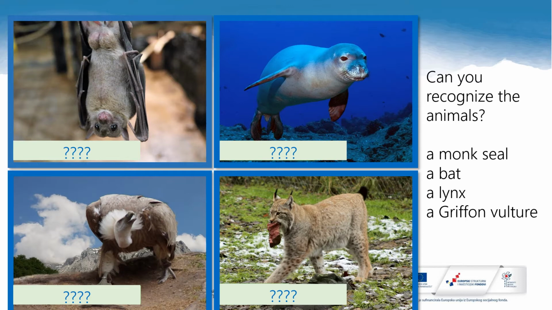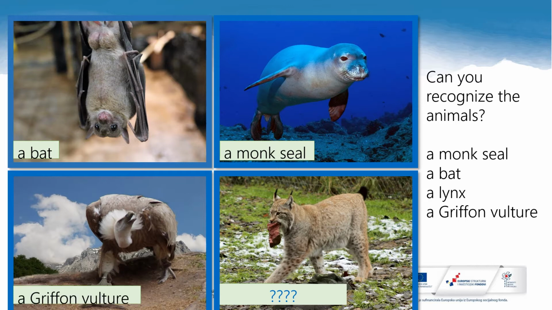What is the first animal in the picture? Can you guess? It is a bat. I bet you knew this one. And in the second picture is a monk seal, right? And then the bird is called a Griffin Vulture, very good. And the last animal in the picture is a lynx, right?